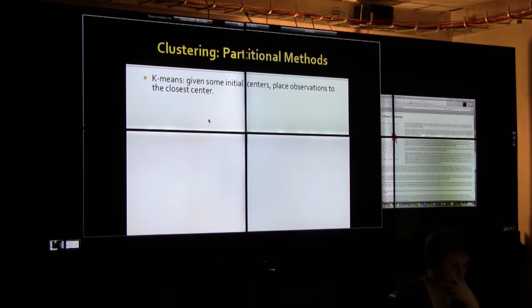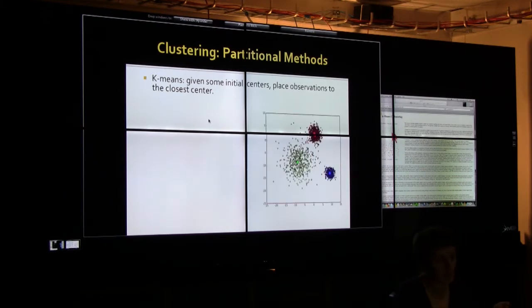And so here's an example. You have three clusters there, and those bigger dots represent the centers of the clusters. And that's the objective function. This is the sum of squares. It tries to minimize the distance of each observation from its center, across all the centers.